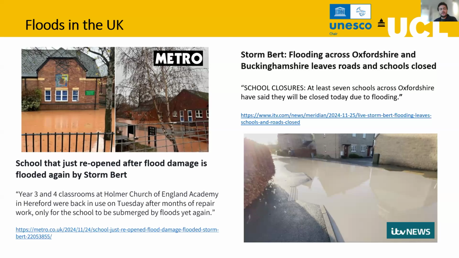Something similar happened very recently here in the UK. For instance, the storm Bert, which happened a week ago, damaged one school that was recently reopened because it was in repairs due to a previous flood event. So the students were not able to come after a long time of interruption of education. And the same happened in Oxfordshire, where different schools were shut down during this event and some days after.